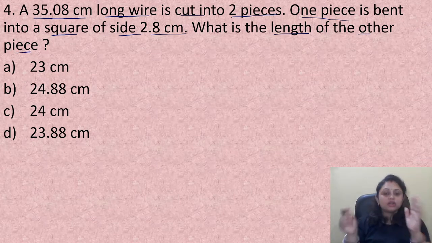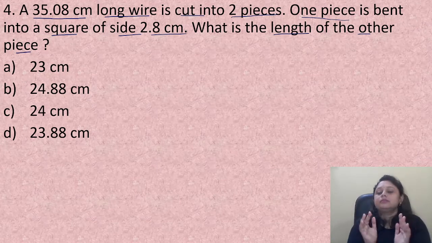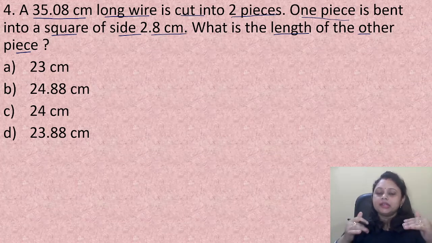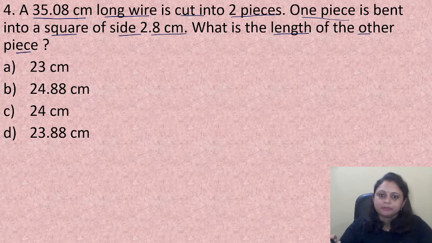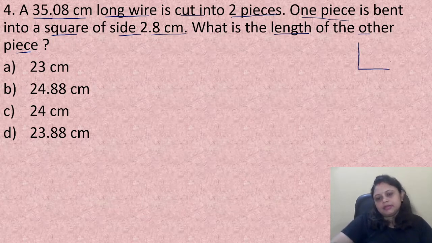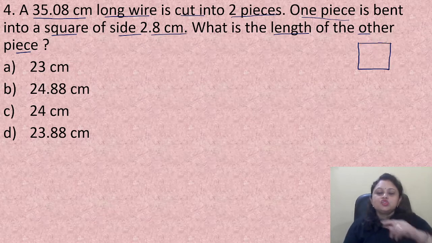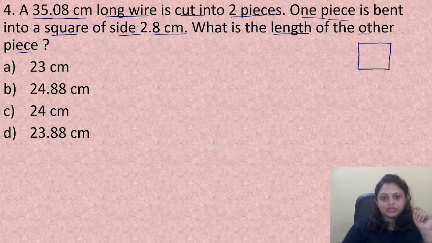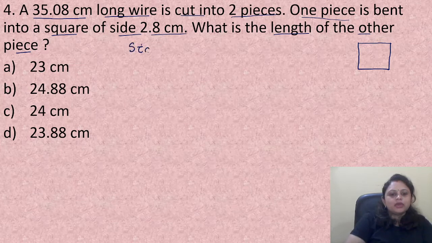So we have cut the long wire into two pieces. Just pay attention. We are cutting the long wire into two pieces, not two equal pieces. Okay, just two pieces. And one piece is bent into a square of side 2.8 centimeter. That means that piece is bent into a square, right? So we have to find the perimeter of the square, that will be the length of that piece. Okay, so what is the side of the square?